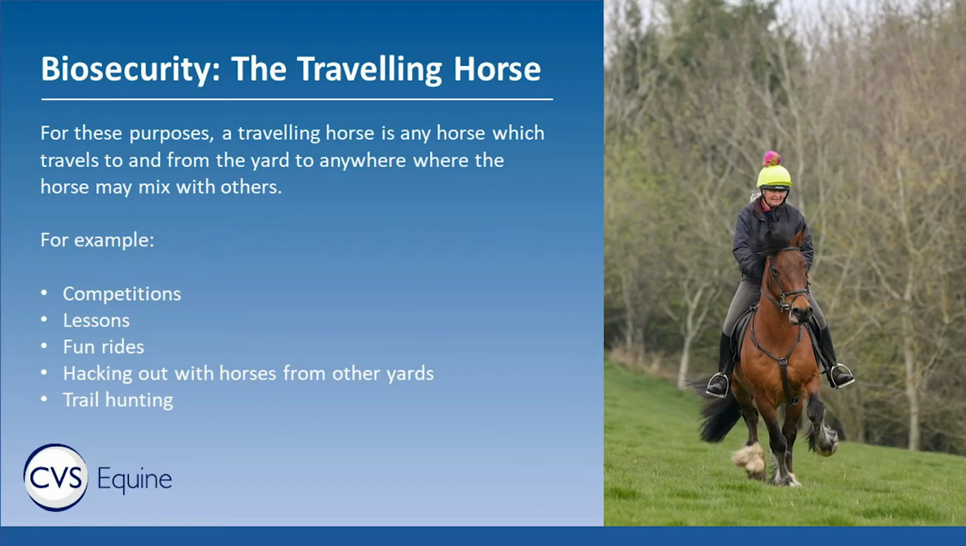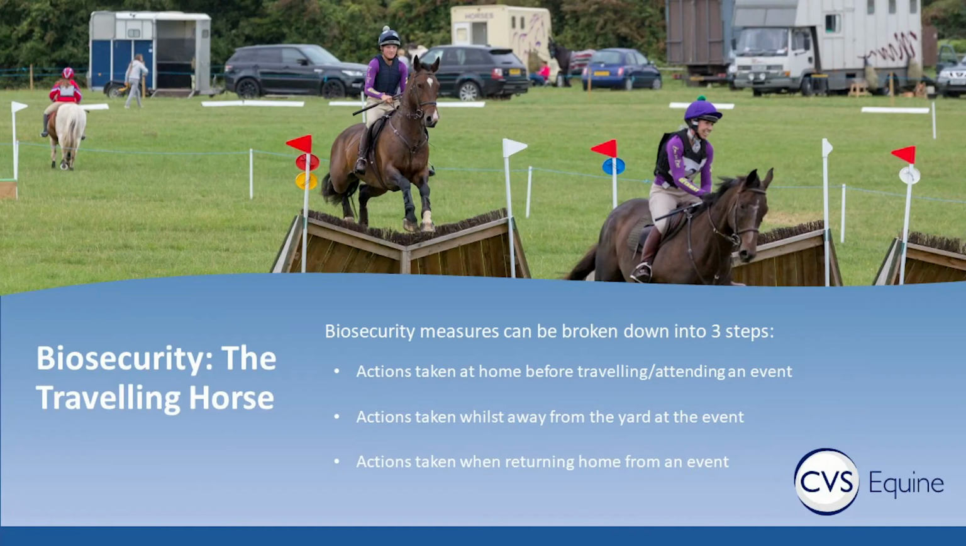From a biosecurity point of view, the traveling horse is any horse which travels to and from the yard to anywhere where the horse may mix with others. This includes competitions, lessons, fun rides, hiking, or any trail hunting. Biosecurity measures can be broken down into 3 steps: actions taken at home before traveling or attending an event, actions taken whilst away from the yard at the event, and actions taken when returning home from an event.